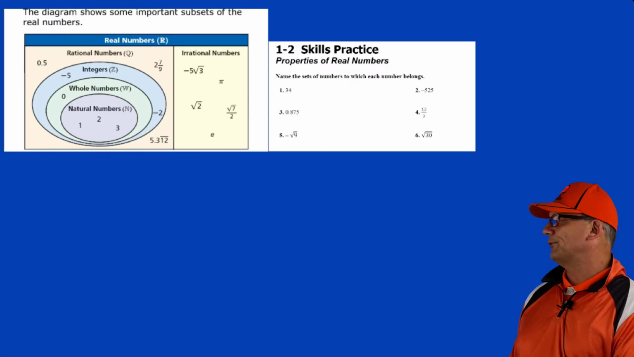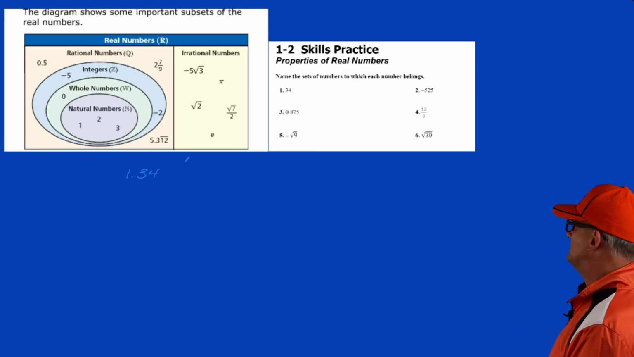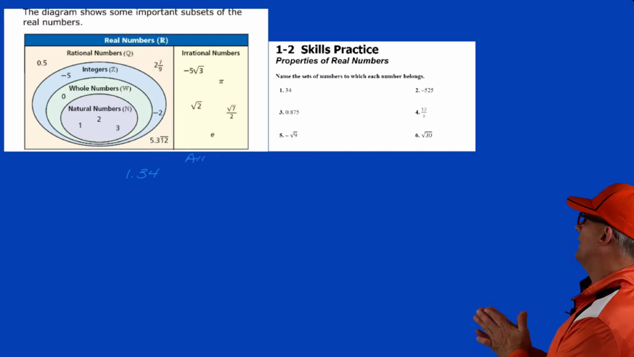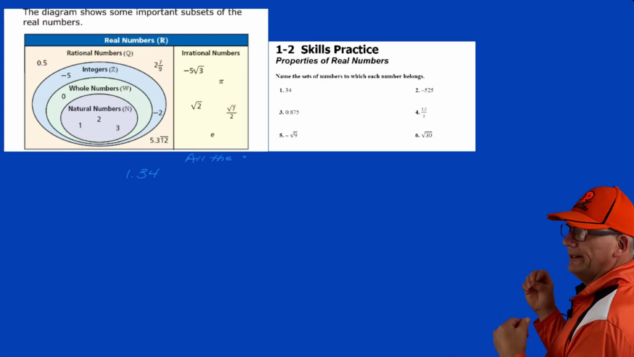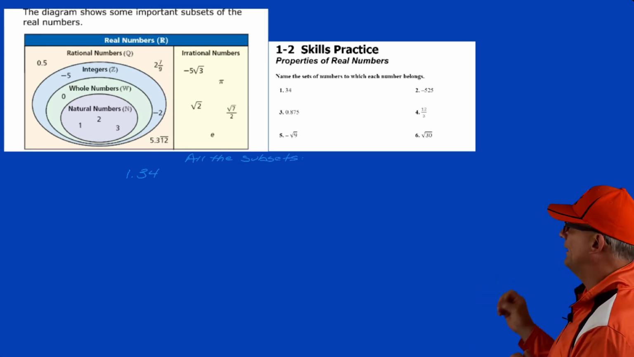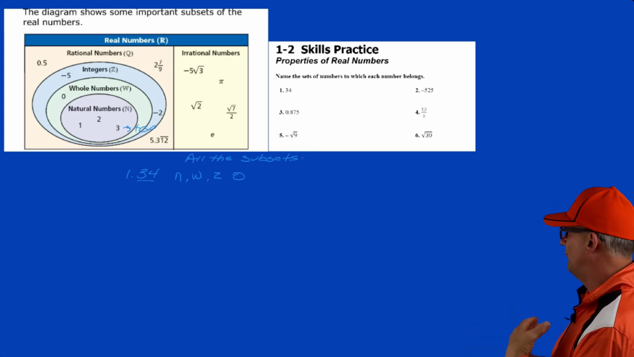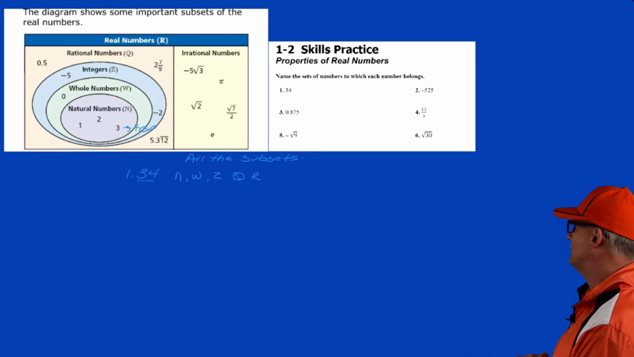So the first thing we have to do is classify these values. Okay, so let's look at 34. All right, so we know that 34 is an integer, right? We know that it is a whole number. We know that it is a natural number. Every term that we can write as a fraction is a rational number. And then all of these are real numbers. So this one fits most of the groups.